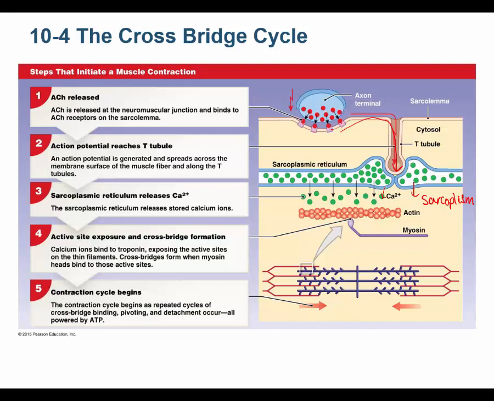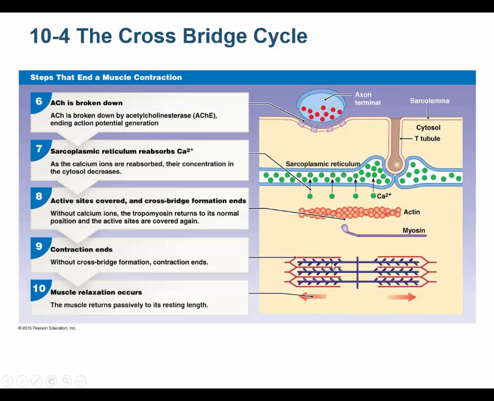Calcium binds the troponin and makes the tropomyosin slide away from the myosin head binding site. The myosin head binds the myosin head binding site and swivels. So that's how we initiate this muscle contraction. Now to stop it, we have to do a few things.